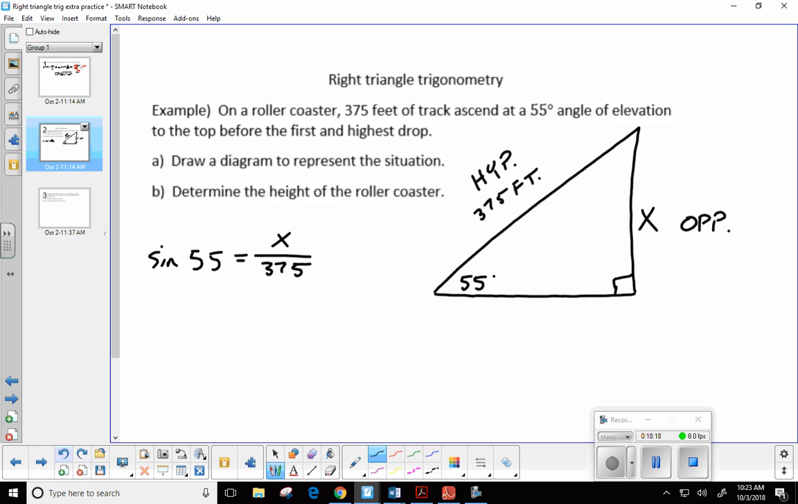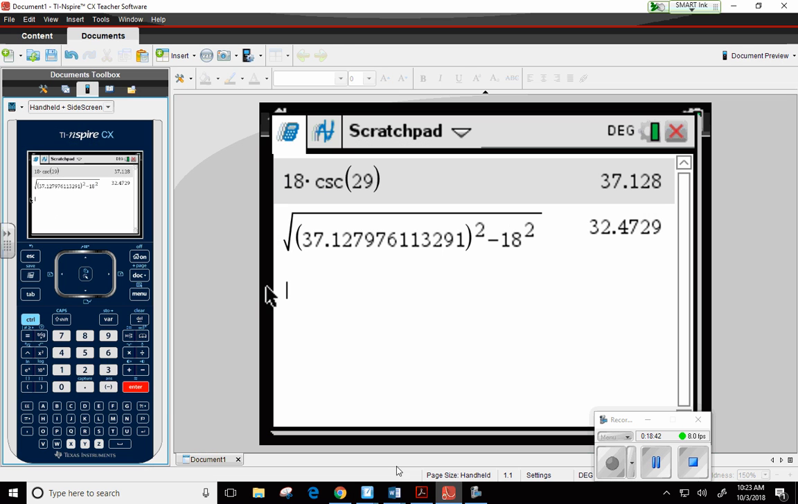Does anybody want me to set up the other one? What would the other trig function be? Cosecant. Okay. That'd be cosecant of 55 equals 375 over x. Well, how do I solve this? Just multiply through by 375. Okay, so let me figure out what that is. Again, make sure your calculator is in degrees, because if it's in radians, it's going to give you something way off.